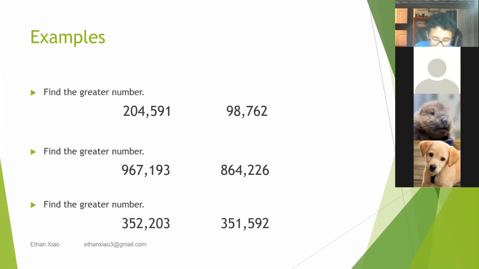So now we're going to move on to the next one. 967,193 and 864,226. I found that these two have the same number of digits, which is 6. So what I'm going to do is compare the first digits and see if they are different. They are different, and 9 is greater than 8, which means that this number is greater than this number.